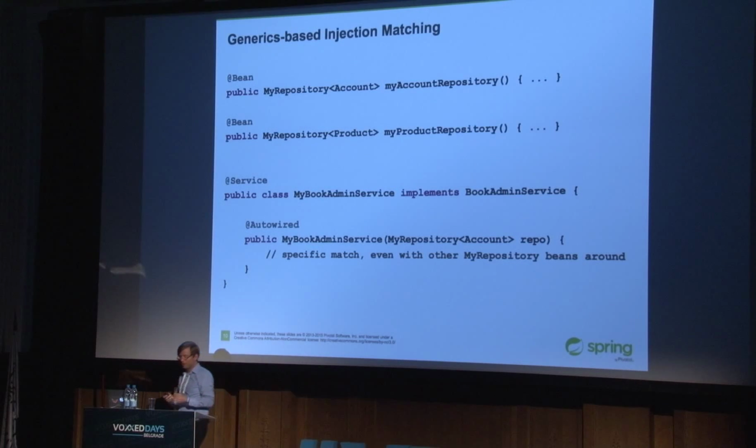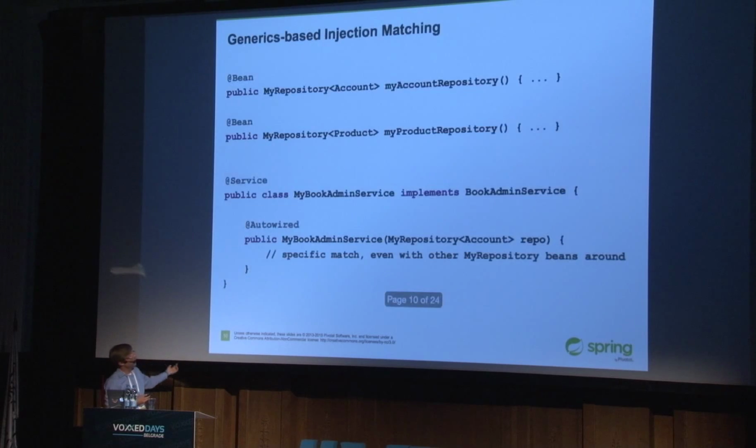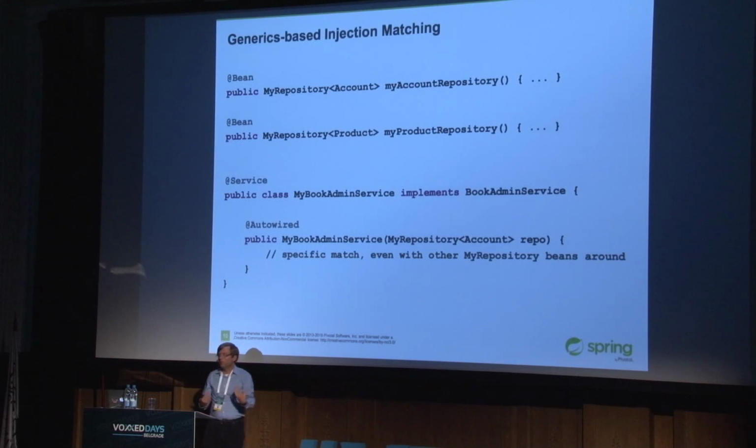So not on the declaration point where we are declaring beans in configuration classes. We are looking at regular components in your architecture, in your system, in your code base that are receiving components from the runtime context and how those mechanisms interact. So let's assume we have a component, my BookAdminService down here, with a constructor marked as @Autowired, and it happens to declare a MyRepository of Account.